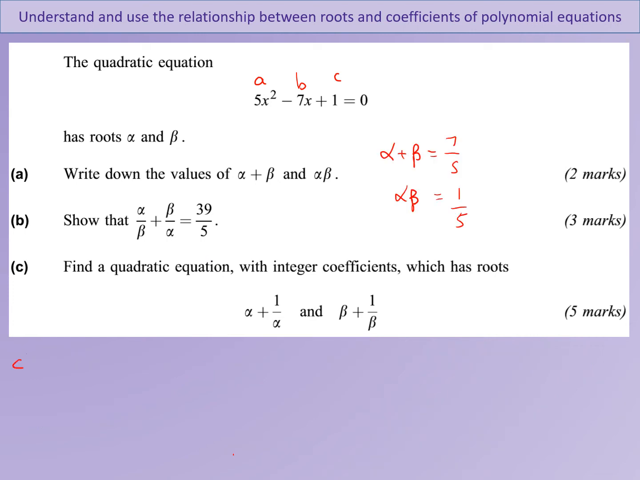And so finally, looking at part C. Find a quadratic that has integer coefficients with roots alpha plus 1 over alpha and beta plus 1 over beta. If we start by finding the sum of the roots, we'll start by adding those two together.